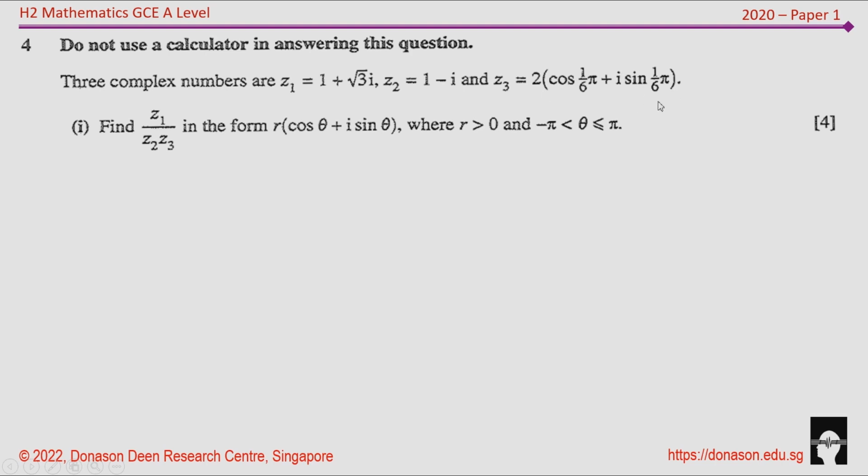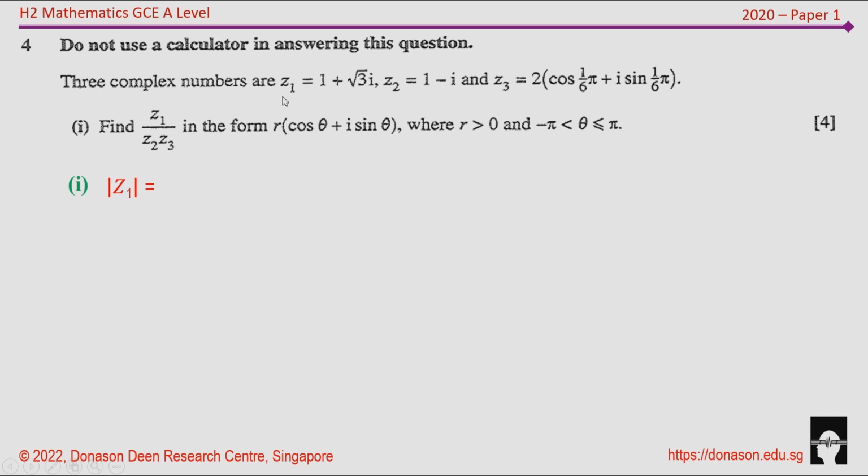So if you wish, you could change it to a rectangular form and then do it, but I'm not going to do all of that. So the question says find z1 over z2, z3 in this form. Okay, so how are we going to do it?